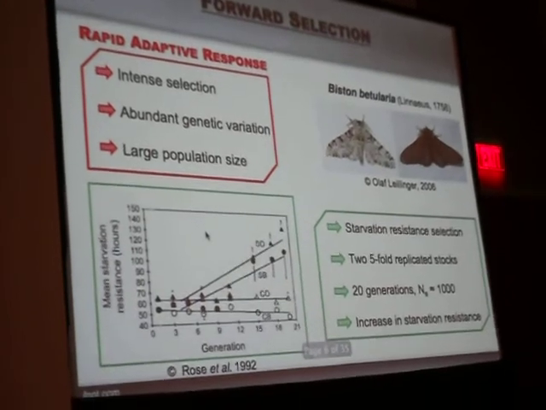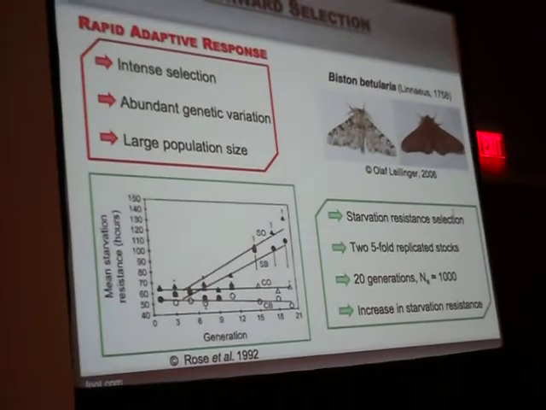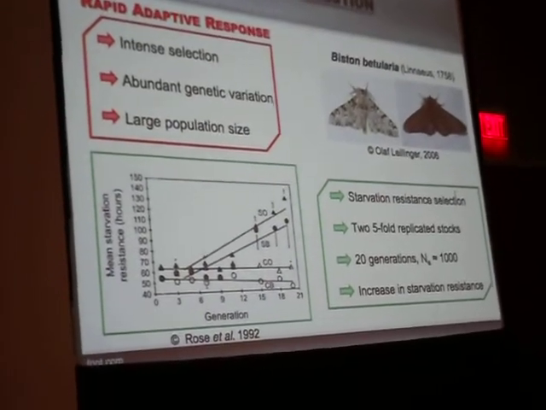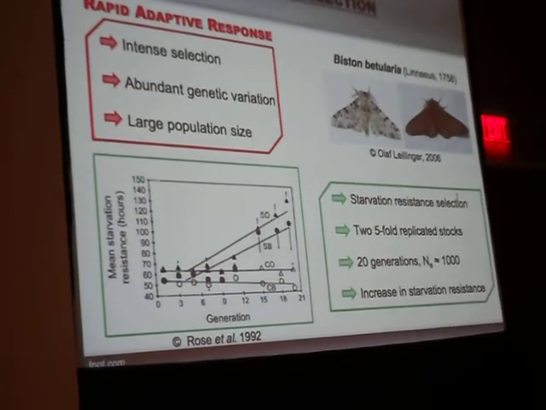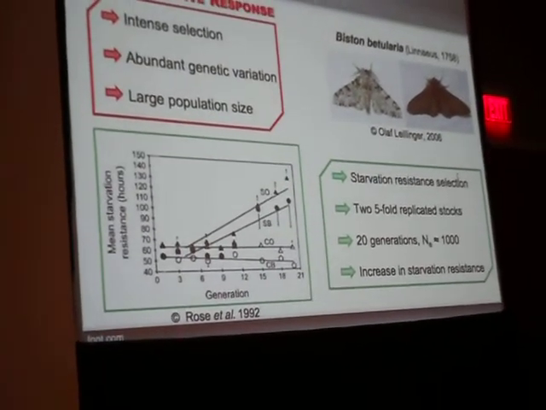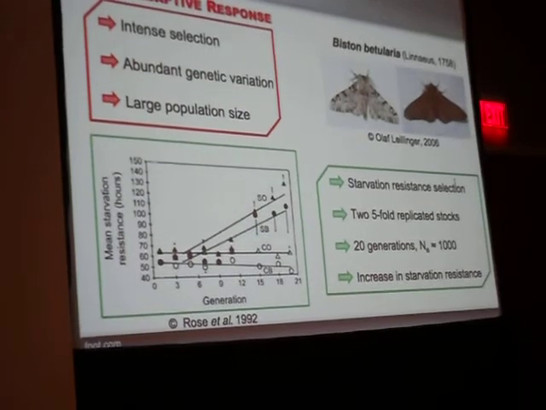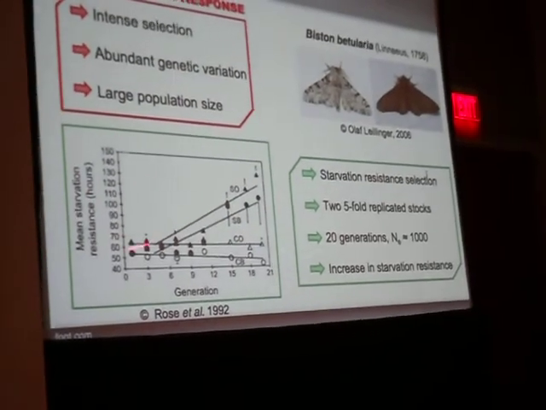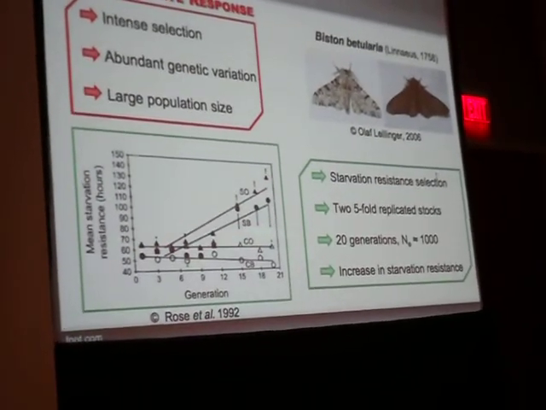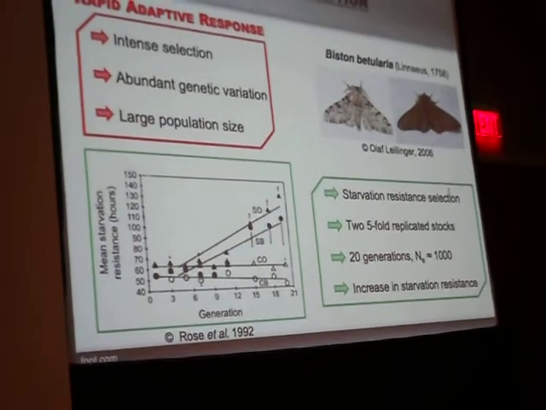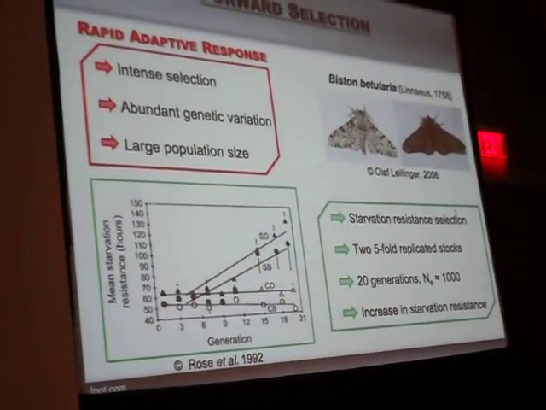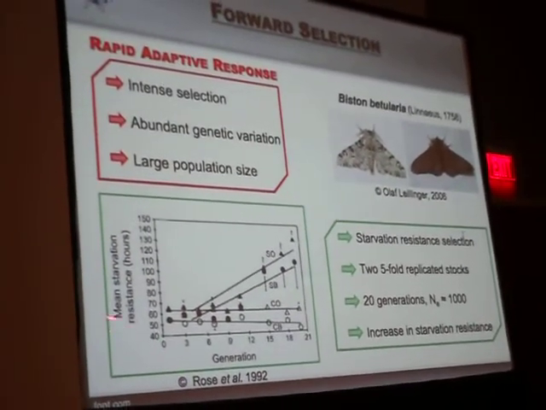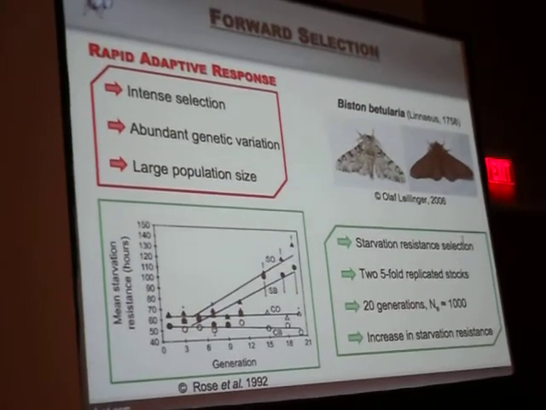In the laboratory setting, there's a really neat experiment done by Michael Rose in the late 80s and early 90s on starvation-resistance selection, where two five-fold replicated stocks of Drosophila melanogaster were subjected to starvation-resistance selection for 20 generations in a population size of around 1,000 individuals. The results were very clear: an increase in starvation resistance throughout time.